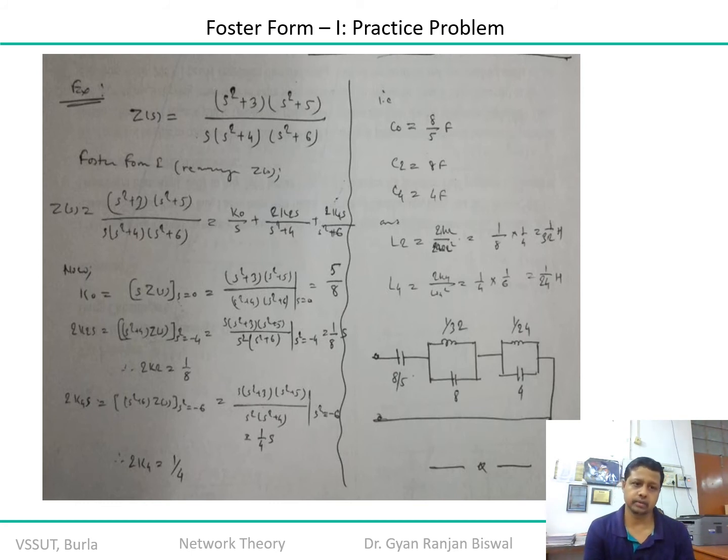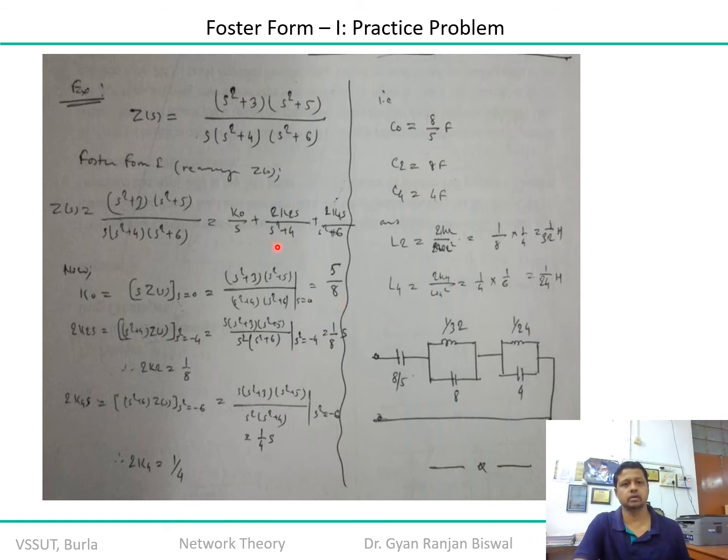To find out the value of k naught, I am assuming that the whole transfer function is now multiplied by s, and because the pole exists at the origin, I am applying s equal to 0 over the transfer function. Since it is multiplied by s, it removes the pole that exists at the origin, and the remaining s is equal to 0. So from there you are getting k naught is equal to 5 by 8.